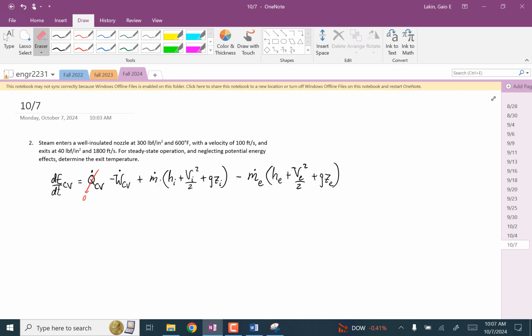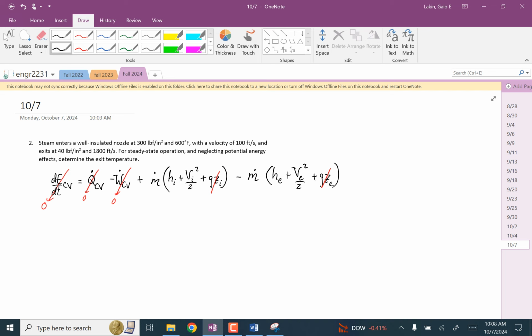So those are just m dots, and this is equal to 0. A nozzle is always rigid, so there's not going to be any work in the control volume. Potential energy is 0, so those two cancel out. And so, okay, it's steam.